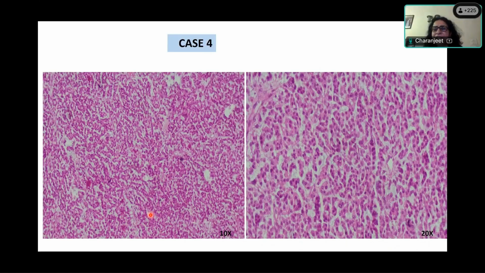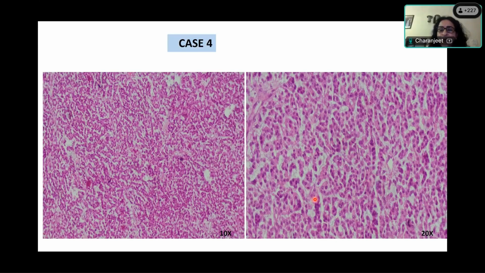What is the arrangement? How are they arranged? People have written in the chat box also. Aren't these cords? So these are cords. So they are arranged in cords. Cord-like. Okay, now remember, I have already given you in the history that it's a dural-based tumor, and the tumor cells are arranged in cords.